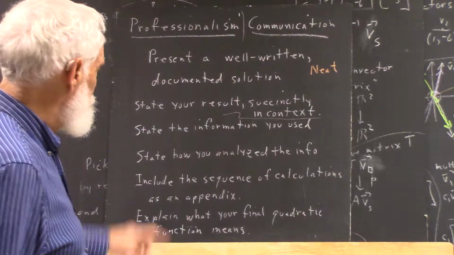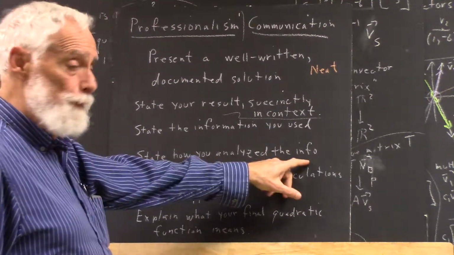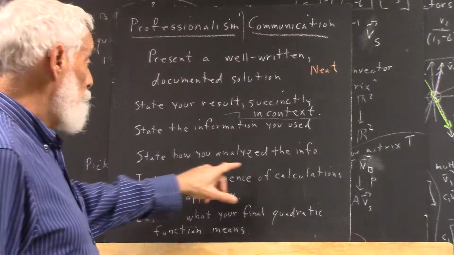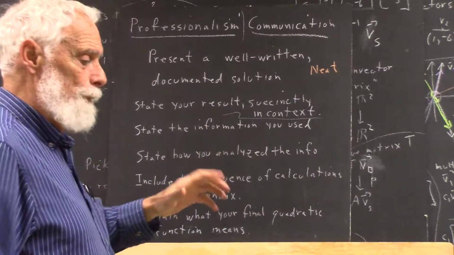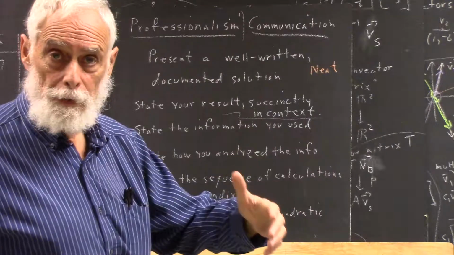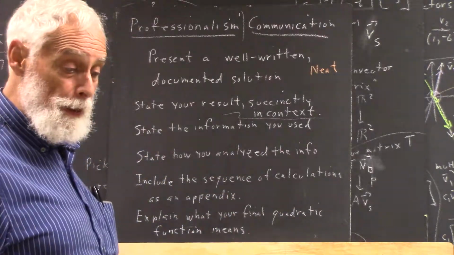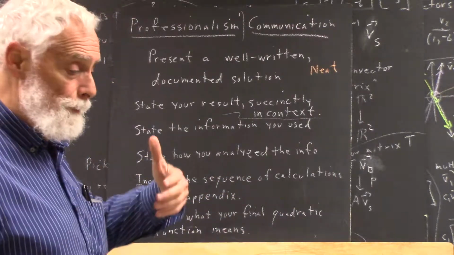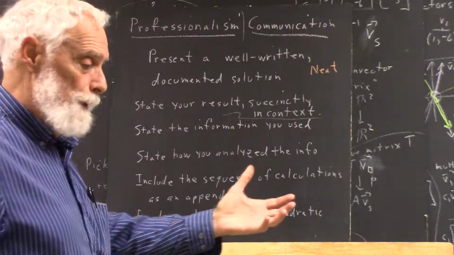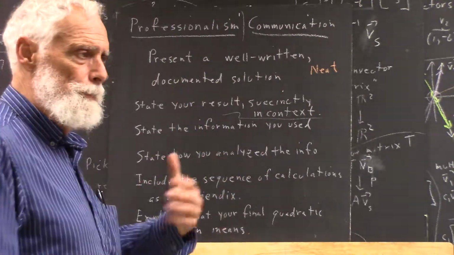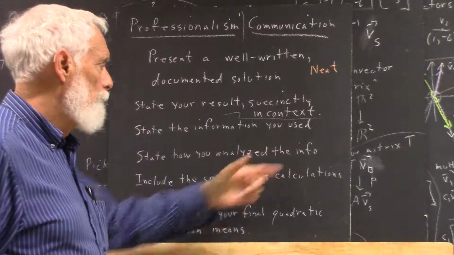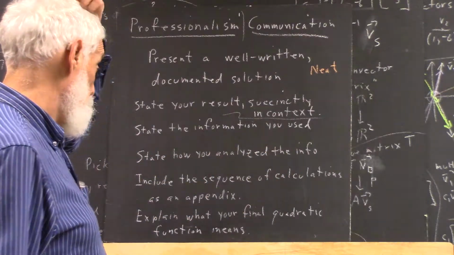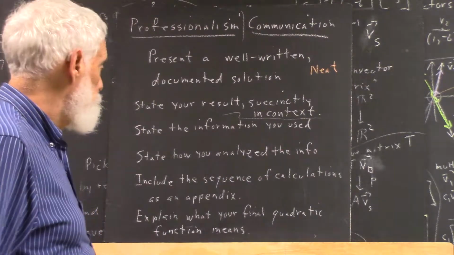Then, how did you analyze the information? Okay? What did you do? Okay, did you throw this into a computer and accept the results? Did you work it out by hand? Did you use matrices? Did you use elimination? Did you solve the problems by substitution? What mathematical methods did you use in analyzing the information?